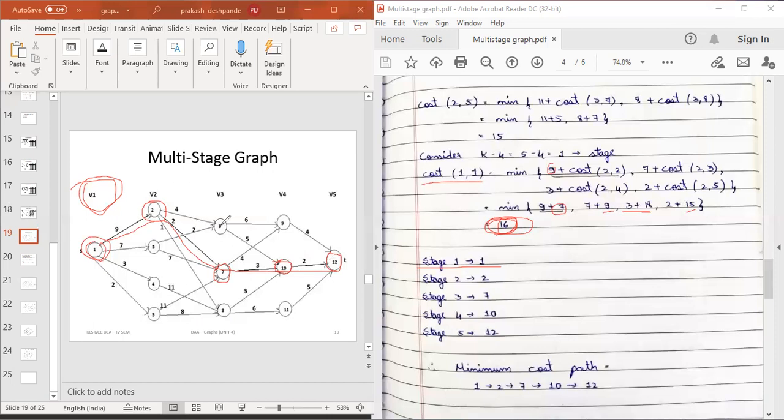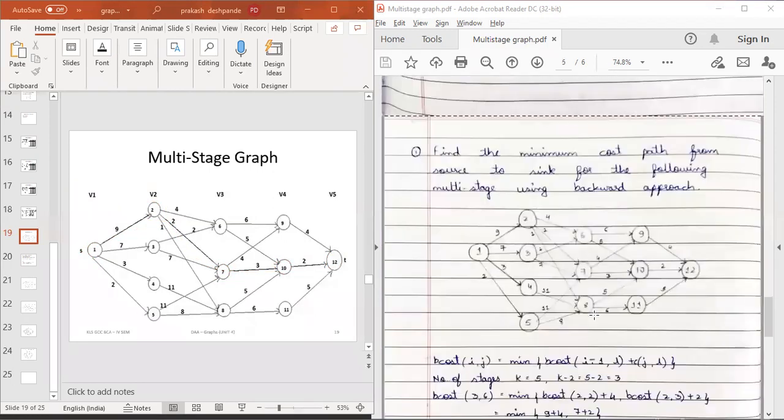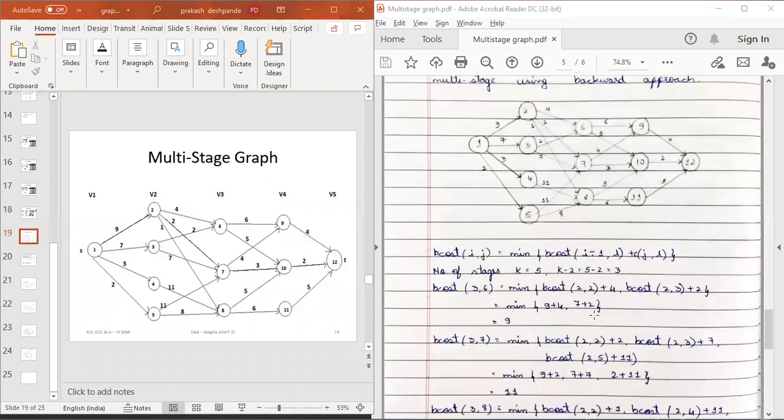In the forward approach, we make our decisions at every stage, and at every stage we try to find out the cost of its upcoming or next vertices in the next stages. In the backward approach, we just do the same thing with the previous stages. Let us move to that backward approach. I will show you the formula, and using that formula, you can try to calculate.